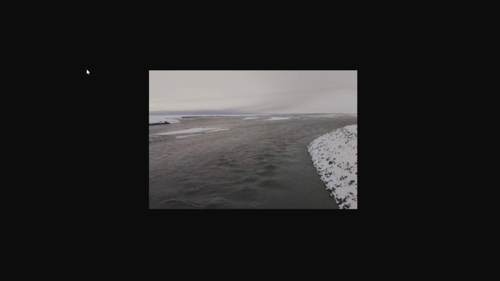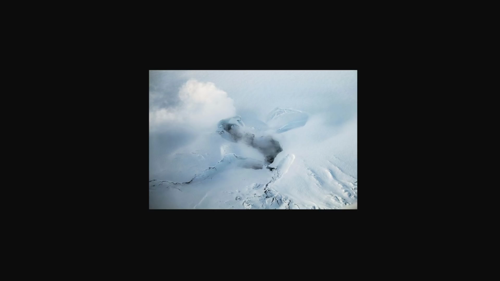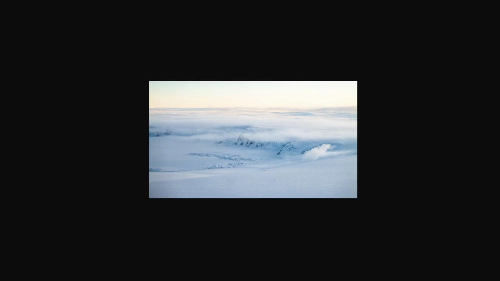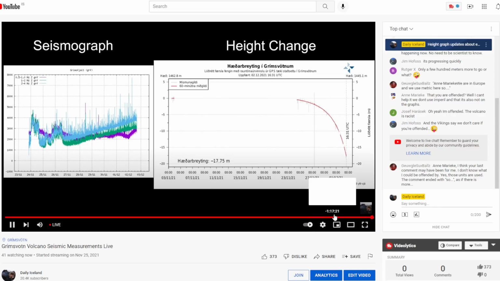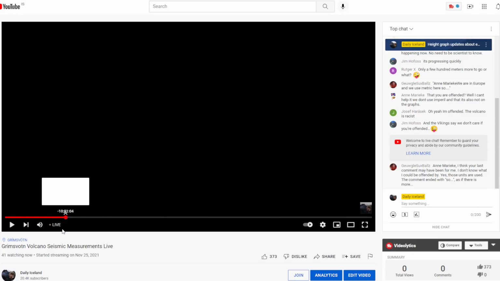We can see here from the Icelandic Meteorological Office how high the flooding in the river has gone. All this water is new in the last couple days. And then, of course, we have some other fantastic pictures. But again, we're looking, here we go. Now we got an update. So it's minus 17.75. And we can see this updates around every 15 minutes. So we went from 0.46 to 0.75.